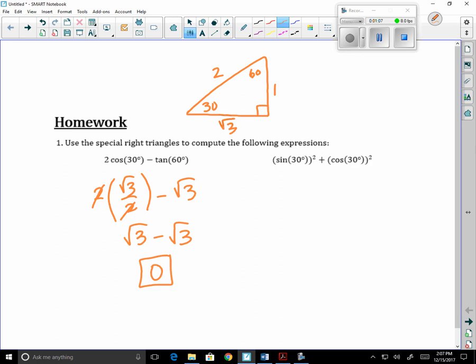The next one, the sine of 30. Sine is opposite over hypotenuse, so that would be 1/2. The cosine of 30 is the square root of 3 over 2, both of which are squared. If I square 1/2, I get 1/4. If you're not sure why, just square 1 and square 2, and you get 1 over 4. Same thing happens when I square the square root of 3 over 2. The square of the square root of 3 is 3, and 2 squared is 4. 1/4 plus 3/4, well, that's just the number 1. So knowing this triangle is important.